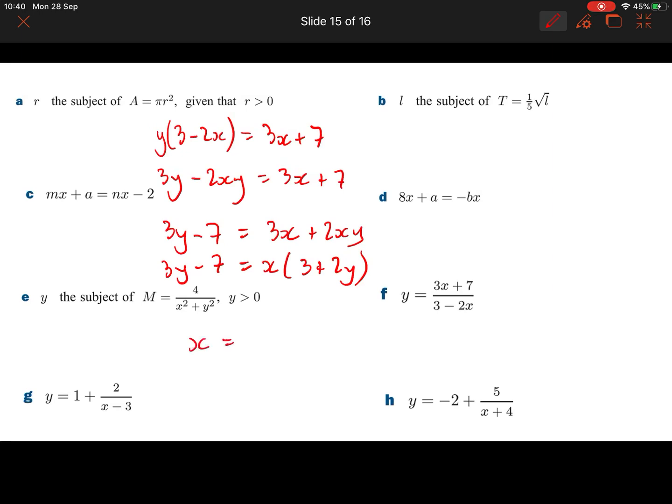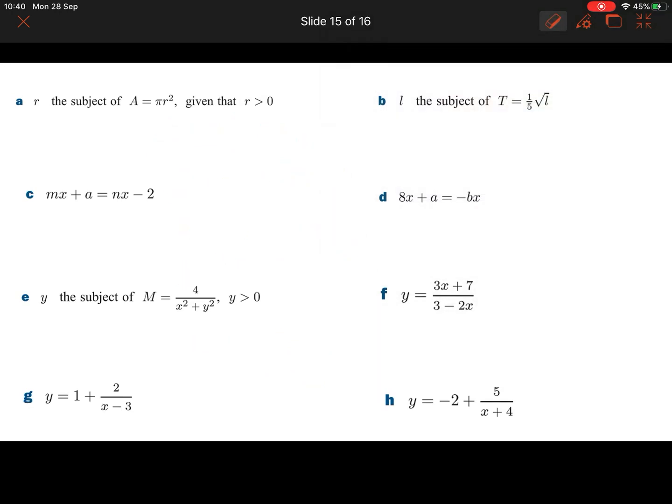Factorize out x. Okay, and finally we're going to get x is equal to 3y minus 7 over 3 plus 2y. Again, let's delete. Go back in the video if you're not sure.